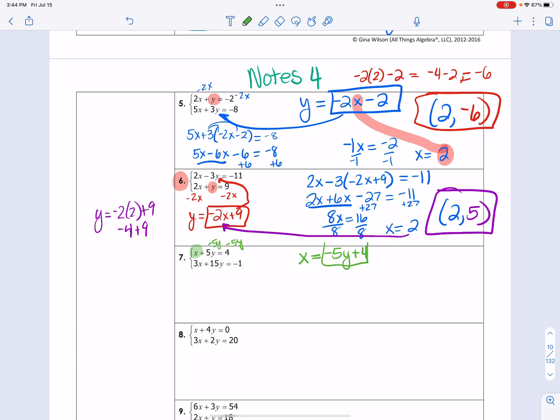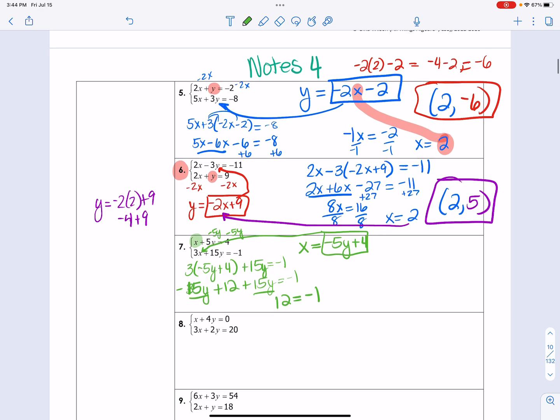Okay, and I'm going to take this negative 5y plus 4 and I'm going to put it in for x. So I'm going to have 3 times a negative 5y plus 4, plus 15y equals a negative 1. So I would have a negative 15y if I multiply that in, negative 15y plus 12 plus 15y equals a negative 1. These are like terms, they cancel. You end up with 12 equals a negative 1. Does 12 equal a negative 1? No, it doesn't.